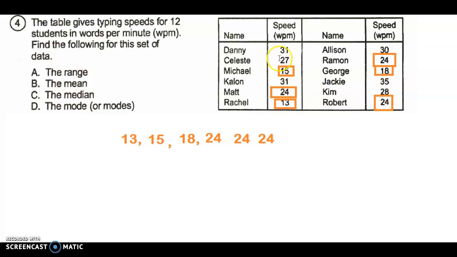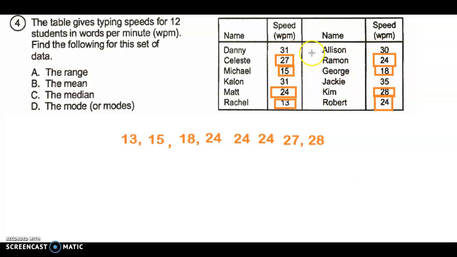Next is going to be somewhere in the 20s. So I have 27 and 28. So let's put those two. So 27, 28. Again, put boxes around it, circle them, however you want to mark that you already put them in. And then I'm done with my 20s.